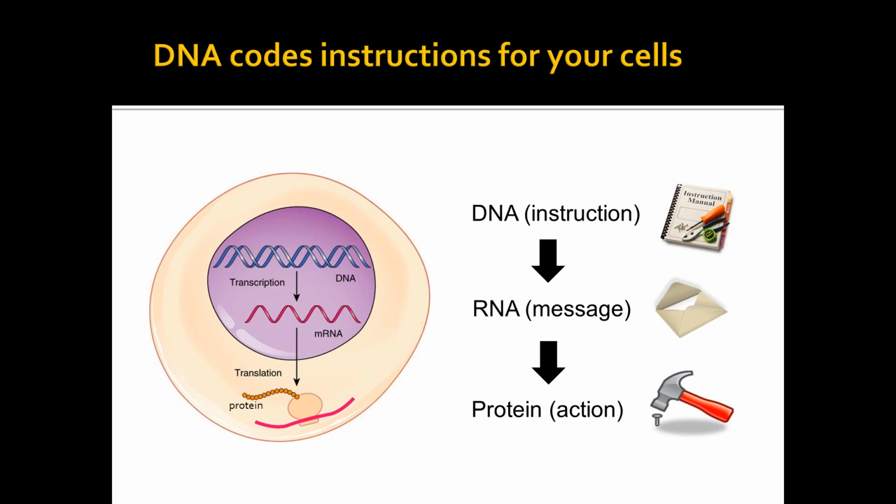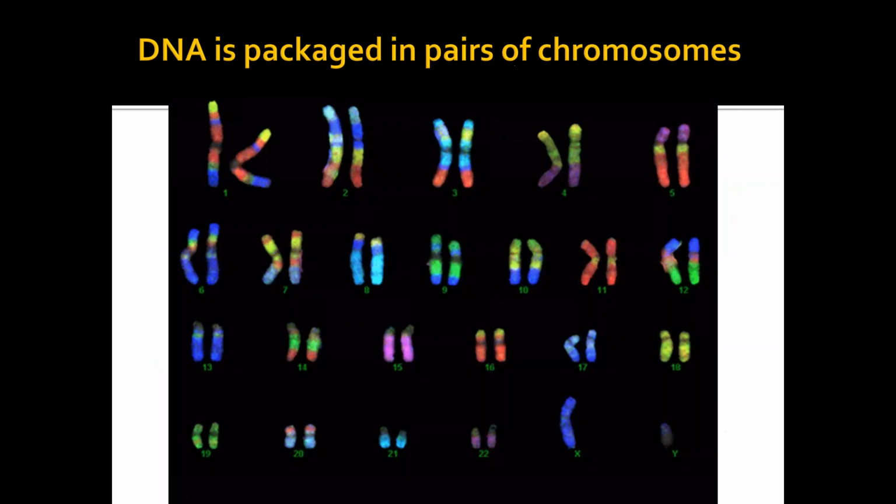So the DNA itself doesn't exactly do anything, but it's like an instruction manual for what your cells end up actually doing. DNA is packaged into pairs of chromosomes, as I'm sure many of you know. We're going to be looking at chromosome 4. That's the chromosome that the Huntington disease gene is located on.